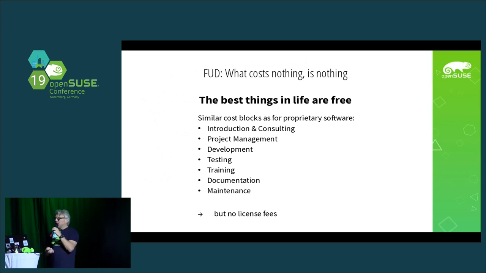So basically, we have all these cost blocks as well, but finally, we have the license fees. Not only license fees, but all the mess around them. To give you an example, the German government pays annually 250 million euros just for desktop licenses. And they're not really sure whether this is the full truth or not.